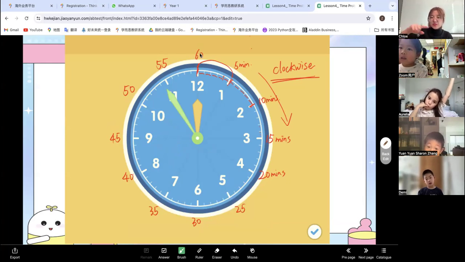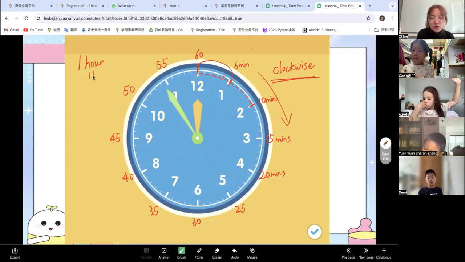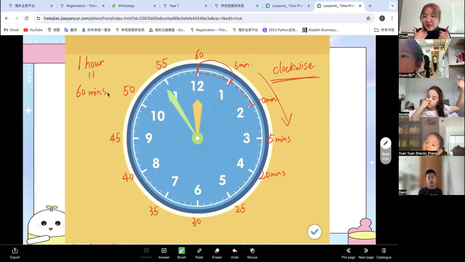So when we get to 60, we can see it traveled for the whole clock, right? So it means, everyone, 1 hour will equal 60 minutes. Make sense, everyone? Any question?